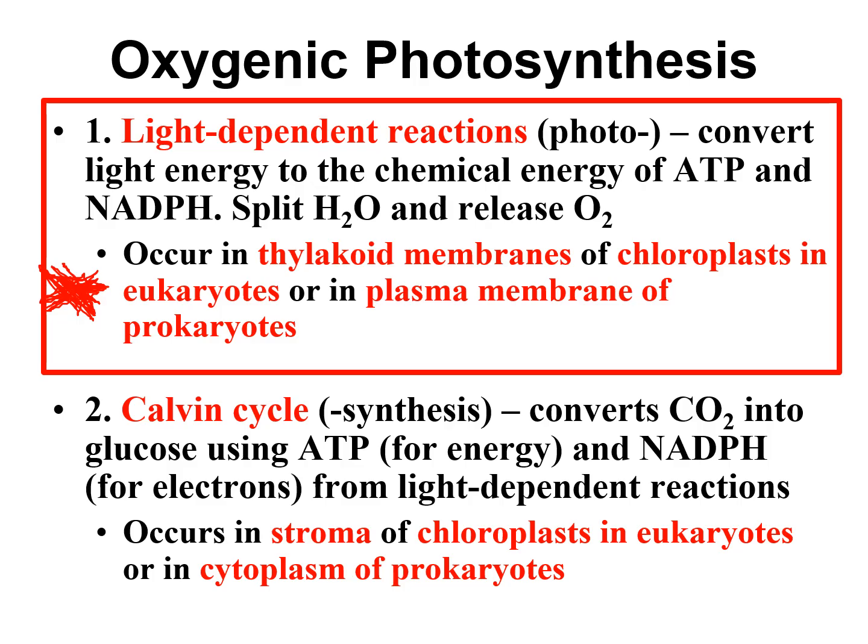But prokaryotes, like cyanobacteria, remember they don't have any chloroplasts because they're prokaryotes, no organelles. So where they do their light-dependent reactions, where they're going to put their chlorophyll is in their plasma membrane.